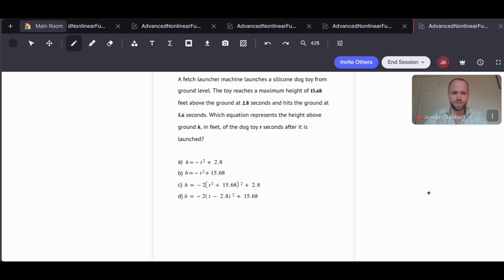So if you're kind of new to studying for the SAT, these are going to be very intimidating, but once you become more advanced, they become some of the easiest questions on the test. So let's go ahead and take a look at this example.